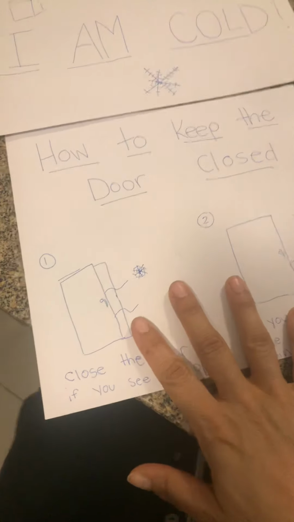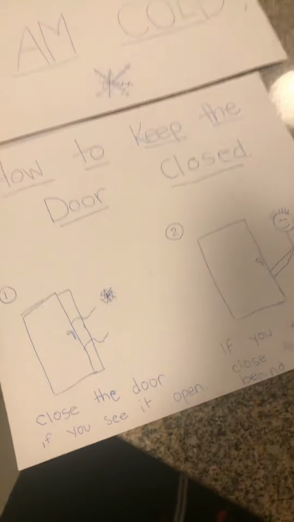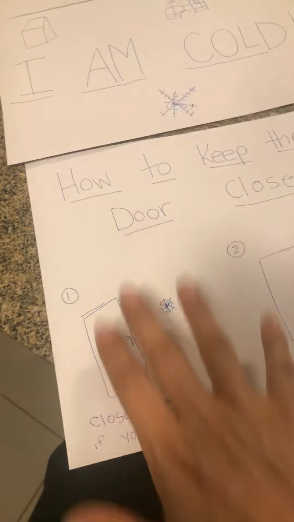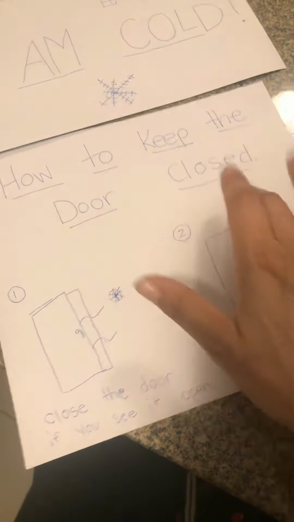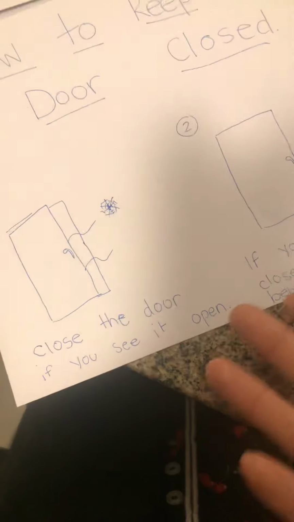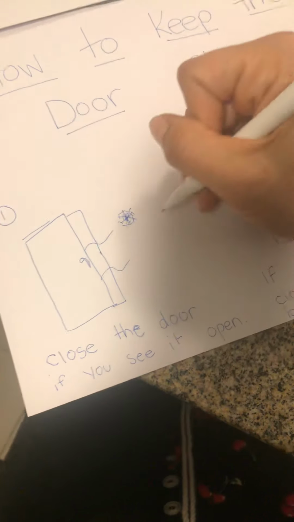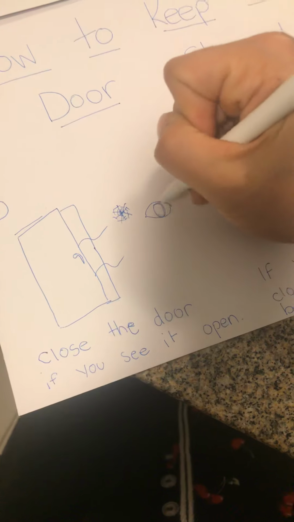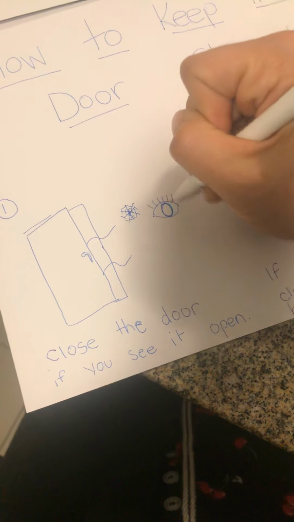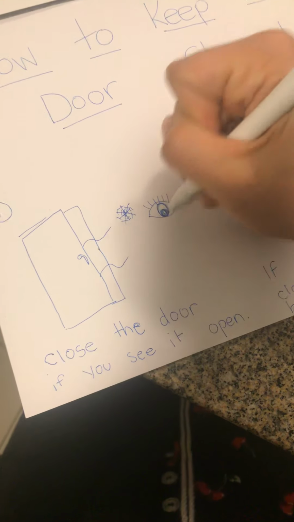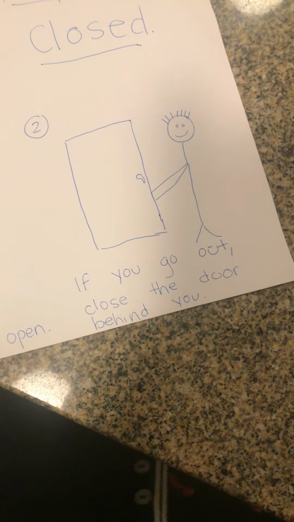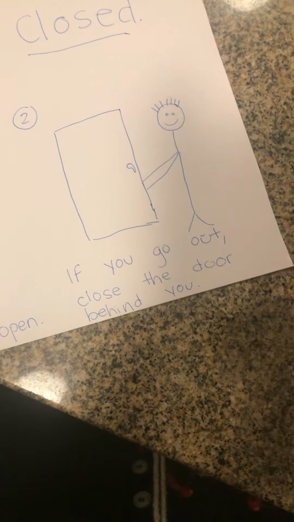That might be helpful because I'm giving a problem here, but maybe I also need to give a little bit of a solution and show people how to solve this problem. So let's see, how to keep the door closed. One, close the door if you see it open. Maybe I can put an eye there to show if you see it. If you see it, even if you didn't open it, you close it. And the second one is, if you go out, close the door behind you after you open it, right?